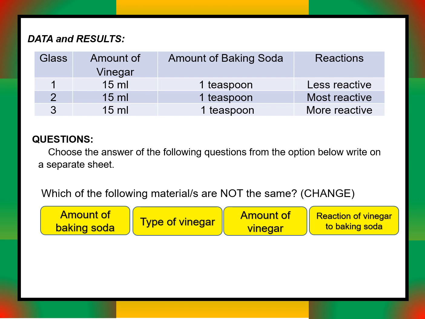All right, so question. Write this on a piece of paper. Choose the answer to the following questions from the options below. Write on a separate sheet. Which of the following materials are not the same? Amount of baking soda, based on the table, you have to choose the answer here. Type of vinegar, amount of vinegar, reaction of vinegar to baking soda, right?